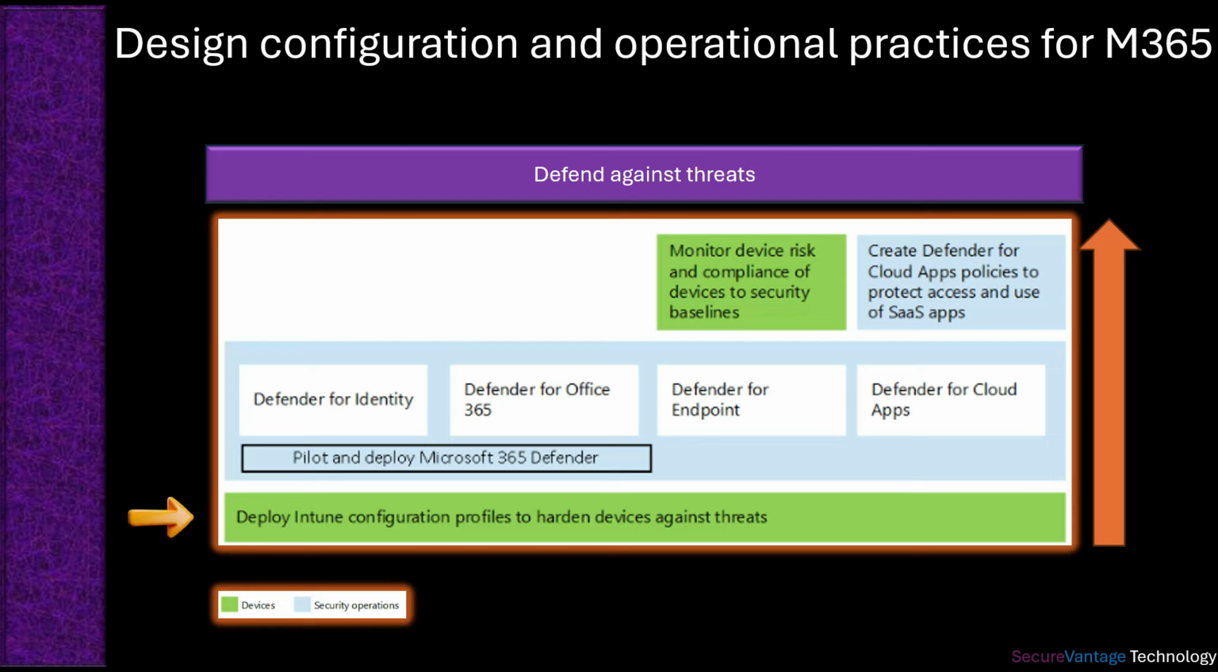In the first step, to protect devices against threats, you must ensure that they are configured according to best practices for security. Microsoft Intune allows you to deploy configuration profiles that enforce these security settings across all managed devices. Microsoft 365 Defender is an integrated threat protection solution that covers identity, Office 365, endpoints, and cloud apps. Deploying it across these areas is crucial to defend against sophisticated attacks.